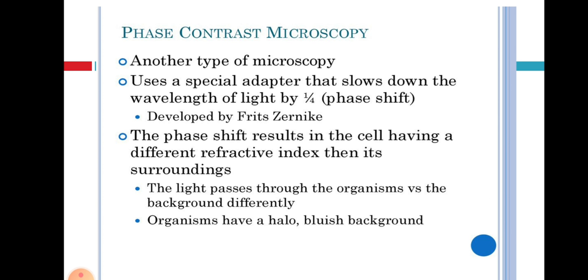Phase contrast microscopy is another type of light microscope. It uses a special adapter that slows down the wavelength of light by 1/4, resulting in a phase shift. The phase shift results in the cell having a different refractive index than its surroundings. The light passes through the organisms versus the background differently. Organisms have a halo against a blue background.